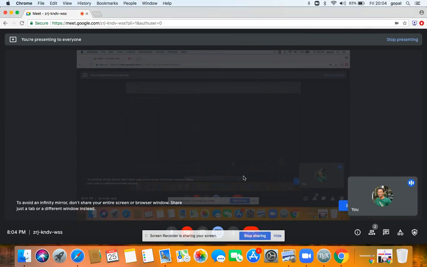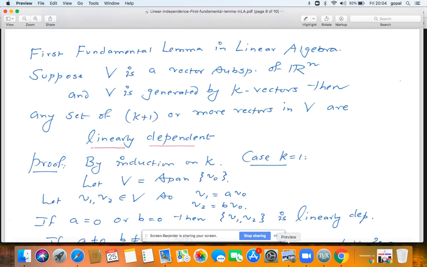Hello. So we continue with lecture 4B, capsule 4B, and we recall that we were in the fundamental lemma in linear algebra. The first fundamental lemma in linear algebra. V is a vector subspace of Rn. V is generated by k vectors. Then any set of k plus 1 or more vectors in V are linearly dependent.